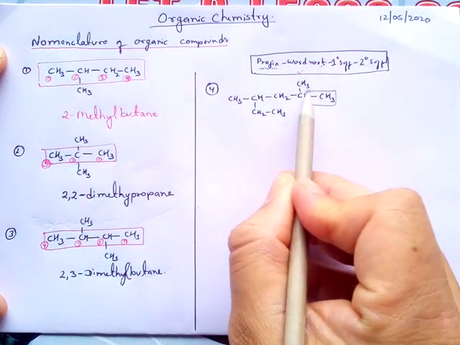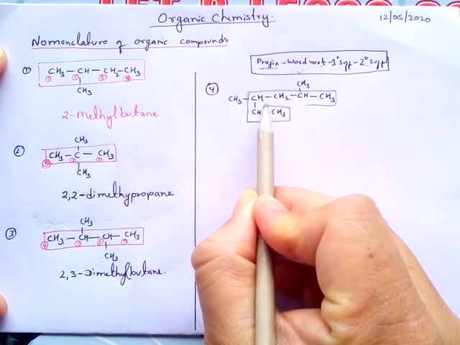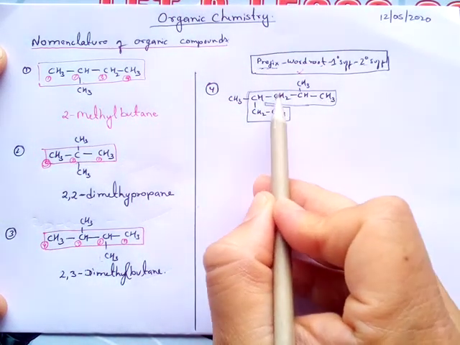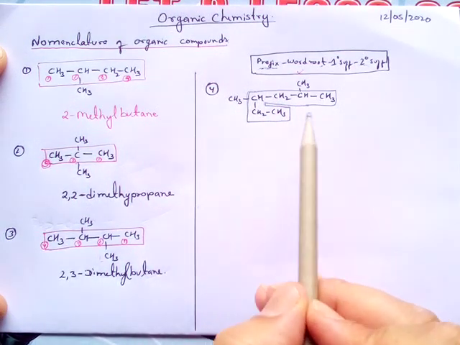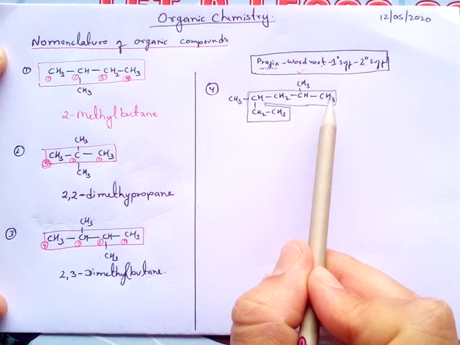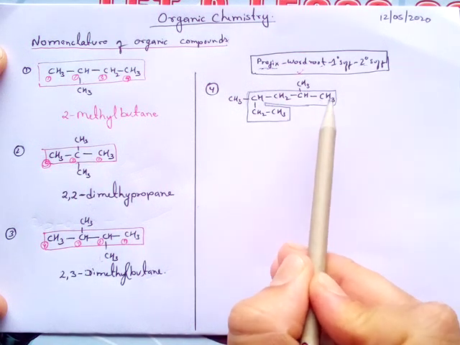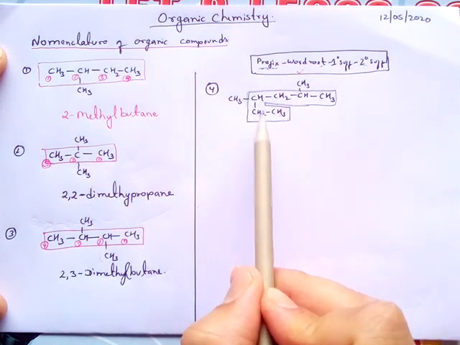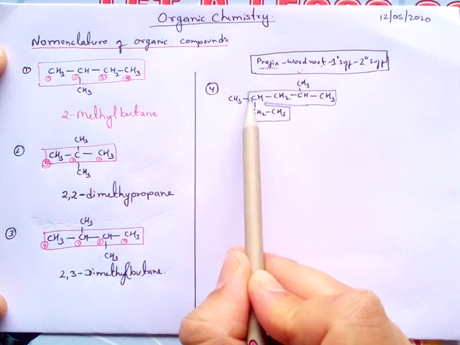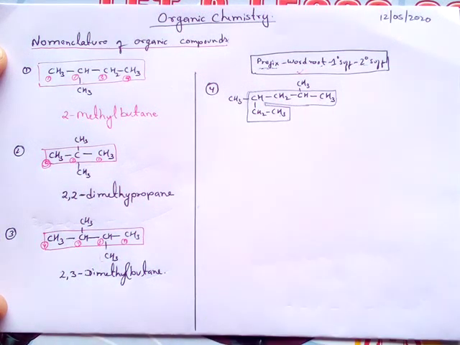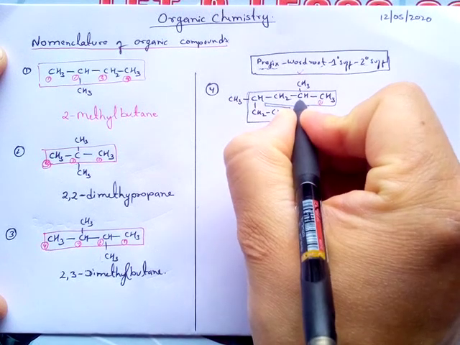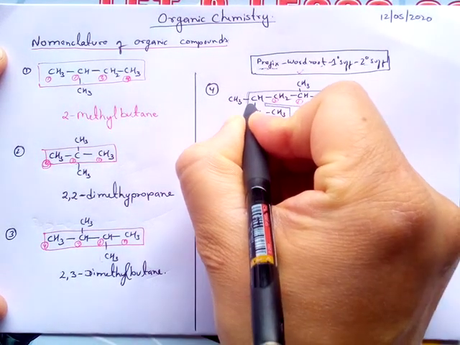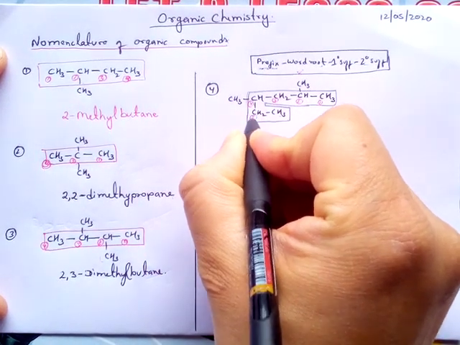So this is your parent chain, 1 2 3 4 5 6. So you have to number it. Now a number can be drawn from either end, either this end or this end. So 1 2, you are getting a branch. 1 2 3, you are getting the branch at 3. So that means the numbering has to be from the back side. So numbering I'll do 1 2 3 4 5 6.